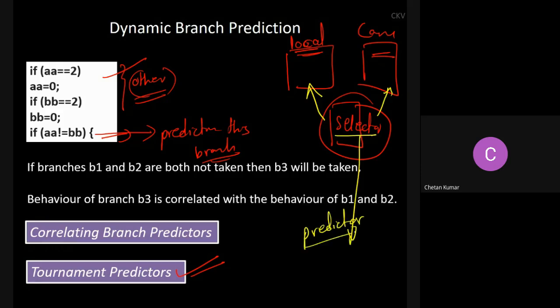Now what is this predicting? Any idea what this will predict? So at one level, you have a local predictor, which we discussed till now. At the other level, you have a correlating predictor, which is predicting the branch based on the previous branch behaviors. Then I'll use some kind of a selector. So this was also a predictor. So what will it predict? Any idea what it will predict?